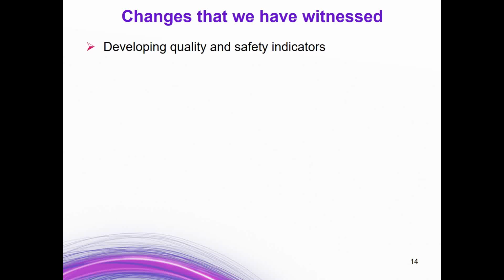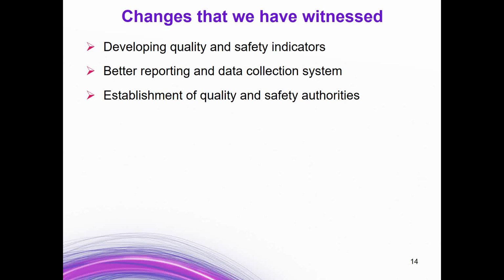So the changes that we have witnessed, not just in Australia but around the world, include developing quality and safety indicators. It's worthwhile to look at the quality and safety indicators that we use to measure public hospitals in Australia, which we'll cover later during the semester, and better reporting and data collection systems. One of the obligations for receiving funding or getting accreditation for public hospitals now is collecting the set data and reporting on an annual basis.